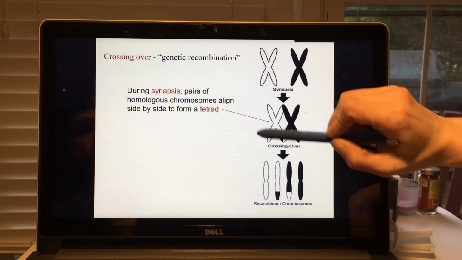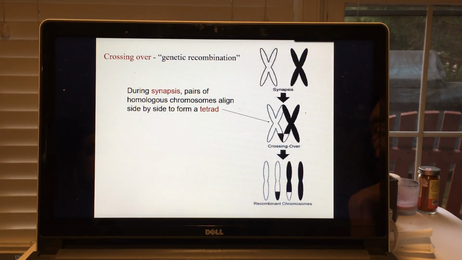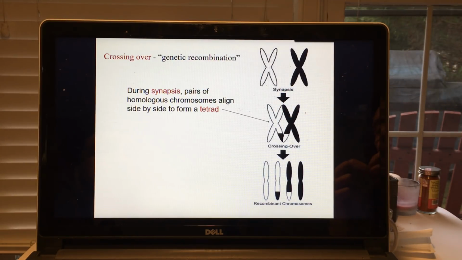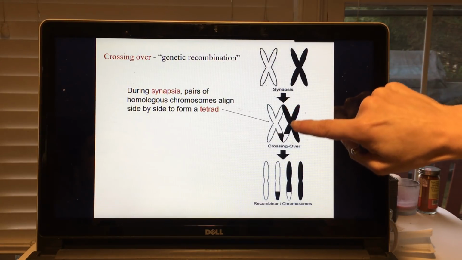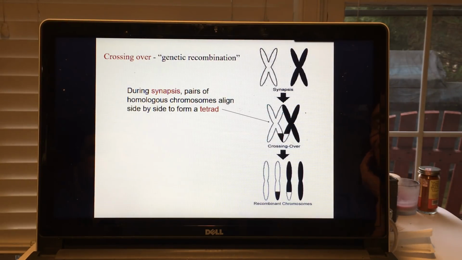Now, this structure is called a tetrad. Tetra means 4, and there are 4 sister chromatids. So when you have 2 double-stranded chromosomes pairing up, the name of the process is synapsis, but what you would call the cluster of chromosomes would be a tetrad because there's 1, 2, 3, 4 sister chromatids. Now, when those tetrads form during synapsis, sometimes a piece of chromosome will swap with the other equivalent piece of the other chromosome.